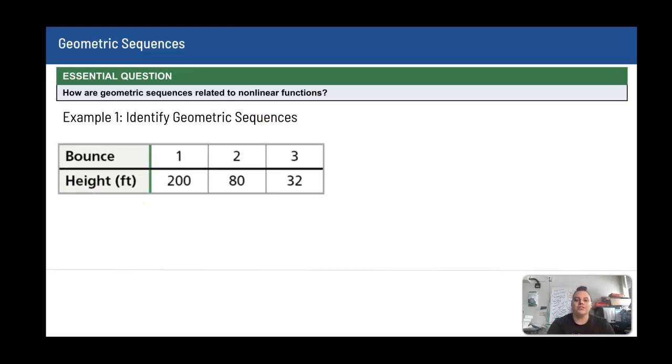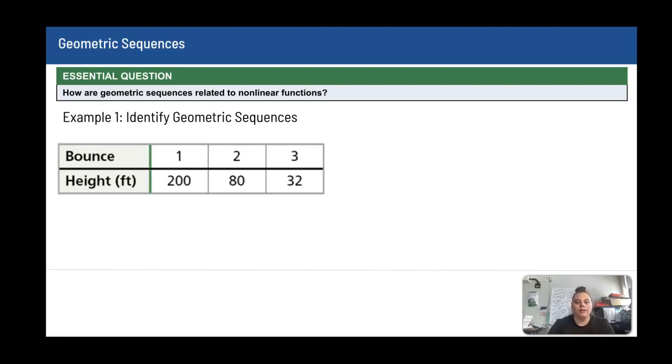Our essential question is, how are geometric sequences related to nonlinear functions? We saw arithmetic sequences are related to linear functions. We're going to see how geometric sequences are related to nonlinear functions. In our first example, we will identify a geometric sequence.